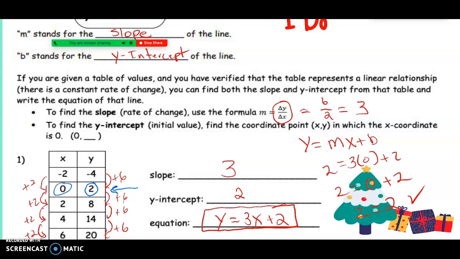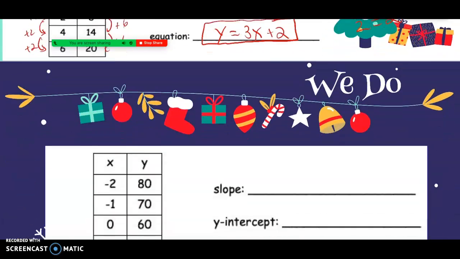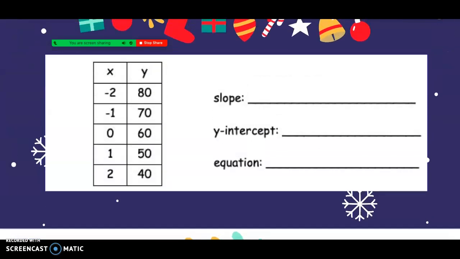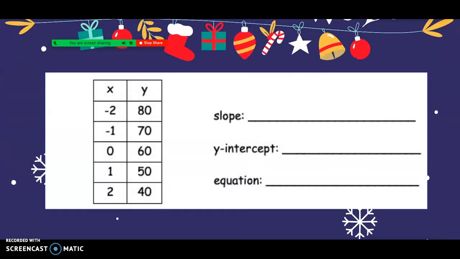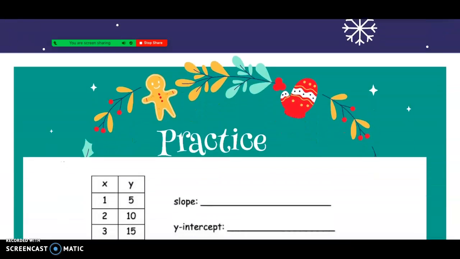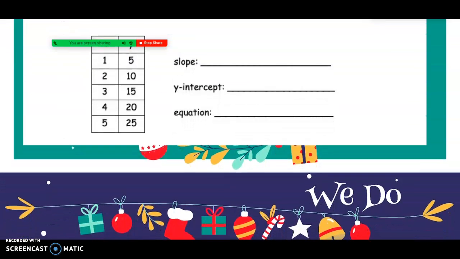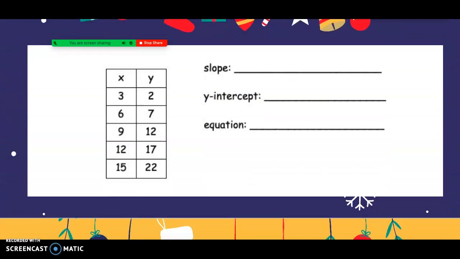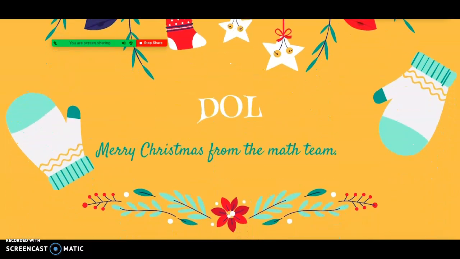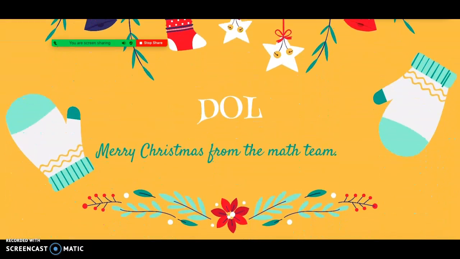Okay, let's see what we have next. The we do. Okay, go ahead and take a few minutes to work on the we do with your teacher. Once you've completed the we do, then you will do some practice problems. We have one practice problem, two practice problems, and then you'll move over to your DOL for the day.